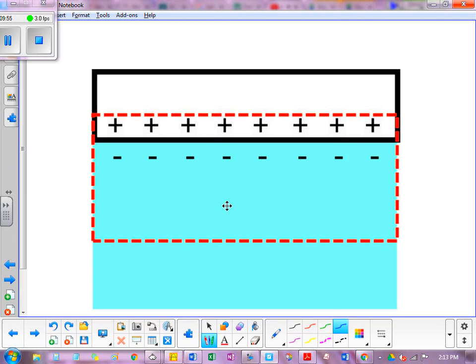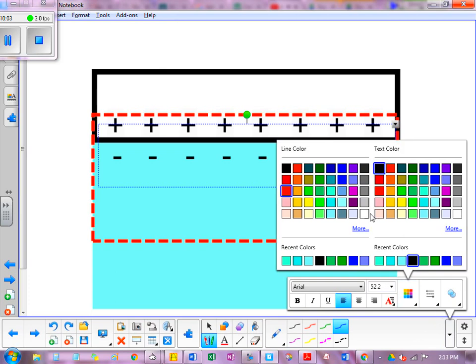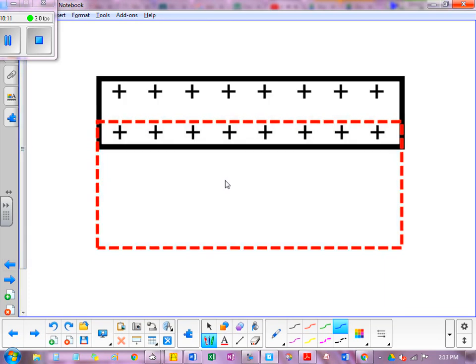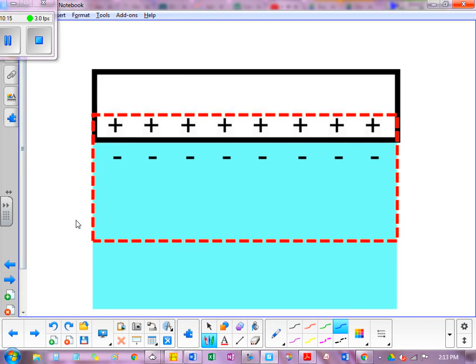Now, why are there all of a sudden negative charges here? Where the heck did those come from? In the previous picture, they weren't there. All of a sudden, boom, we got two types of charge going on at this surface, the bottom surface of the capacitor plate. What the heck just happened? I'm going to pause the video and see if you can tell me.